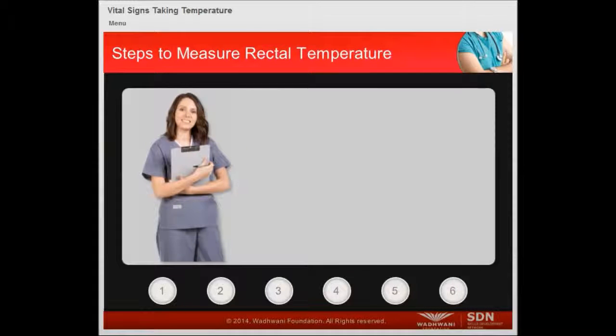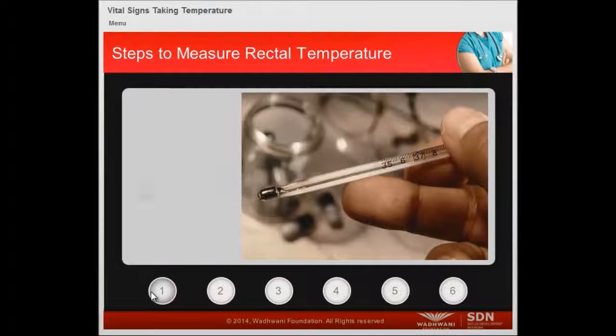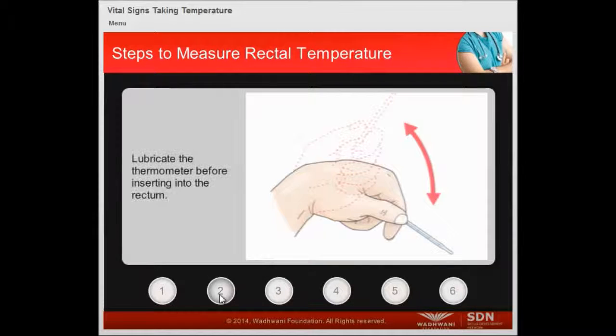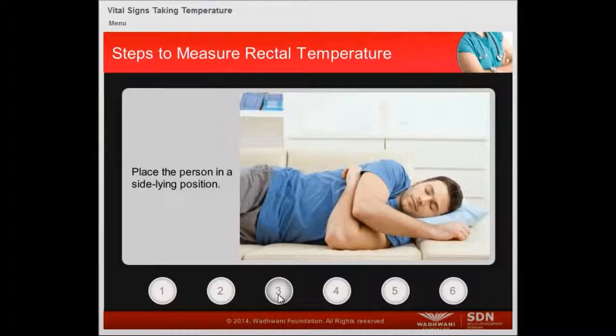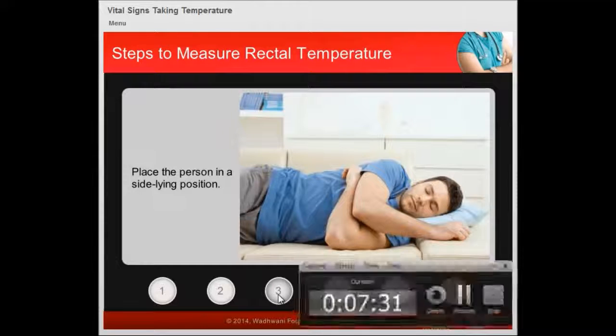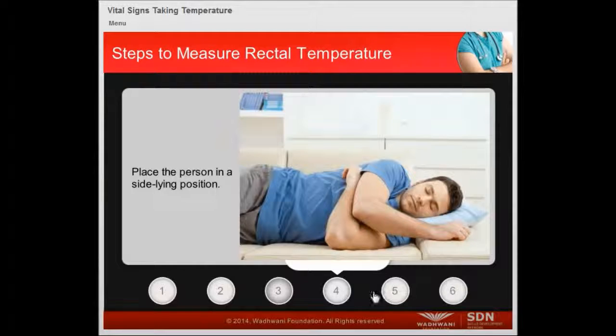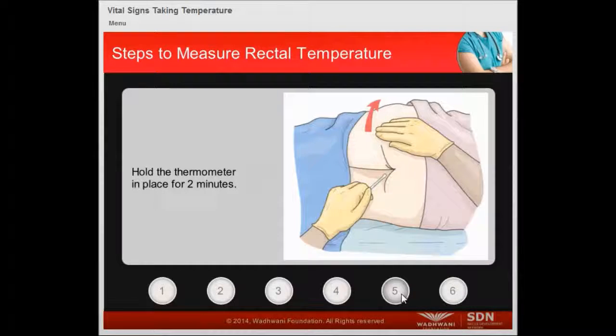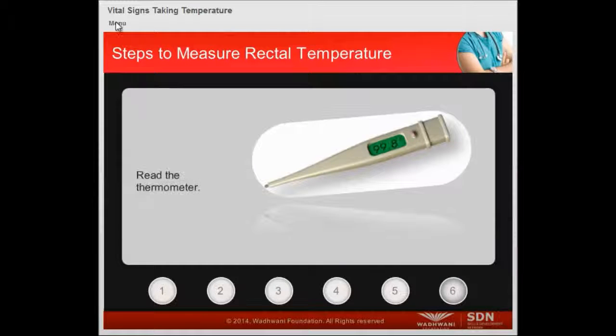Now let's take a look at the steps to measure rectal temperature. Click each term to know more. 1. Rinse the thermometer with cold water. 2. Lubricate the thermometer before inserting it into the rectum. 3. Place the person in a side-lying position. 5. Hold the thermometer in place for 2 minutes. 6. Read the thermometer and note the reading.